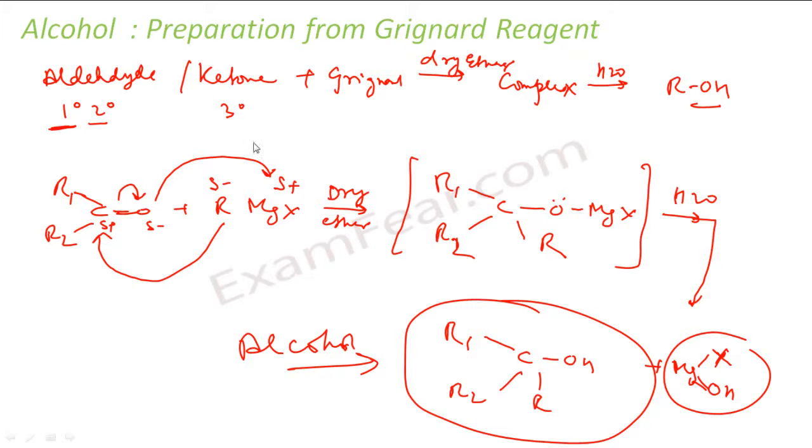So this is alcohol from Grignard reagent. I took an aldehyde or ketone, used Grignard reagent in dry ether, and got this complex. On this I add water, and I get my alcohol.